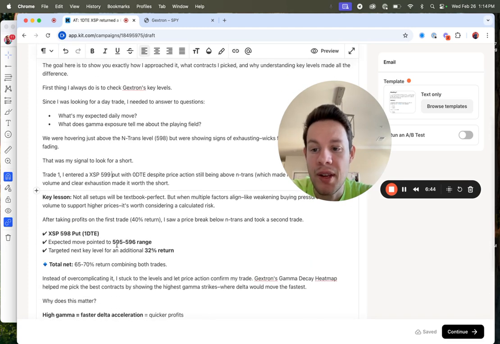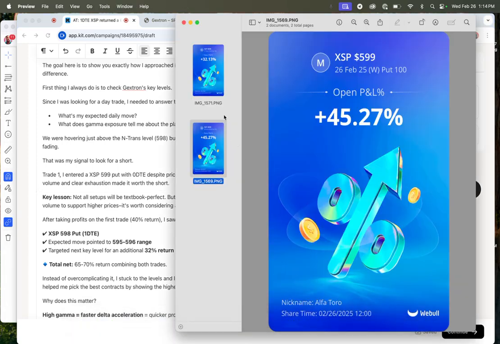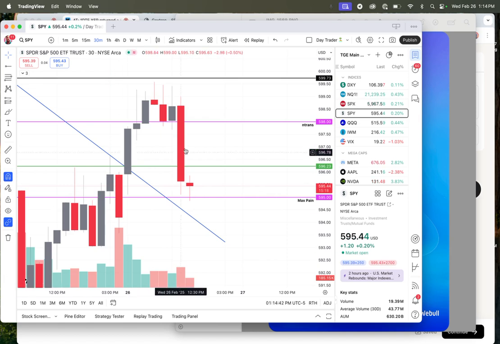After taking profits, that trade was successful. I believe this was the 599 put 0DTE. Let me see. Yeah, it was right here. This was a 45% return when we took the majority of the profits, and after that, a lot of the runners just got trailed out. We touched the entrance level, which is where we took a lot of our profits on our 0DTE, and then it started to bounce up, so I got stopped out.